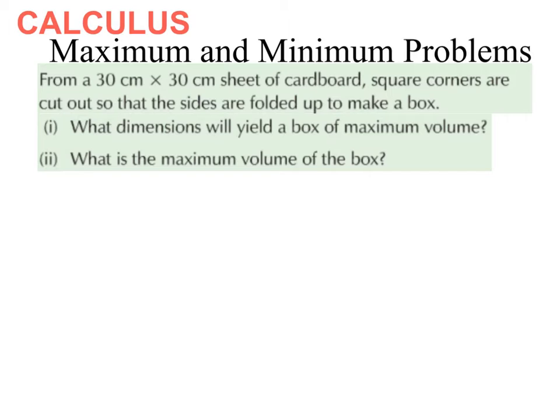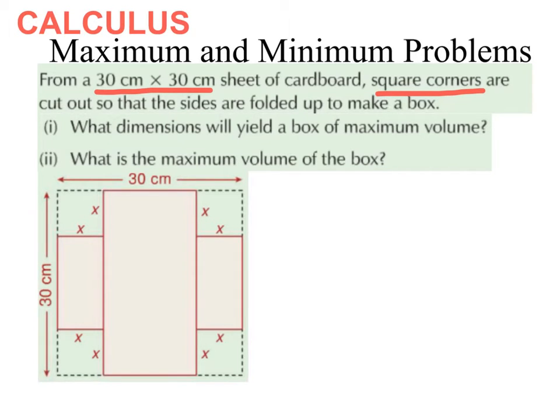It's a good idea to draw out a picture of what this would look like. And very important to note that if the sheet of cardboard is 30 by 30 centimeters, that means the length and the width are both the same, so the sheet of cardboard is a square sheet. It's also important to note that square corners are cut out so that the sides are folded up to make a box. So that's very important that it is square corners. Square corners are going to have a length and a width that are the same. So let's draw out this picture.